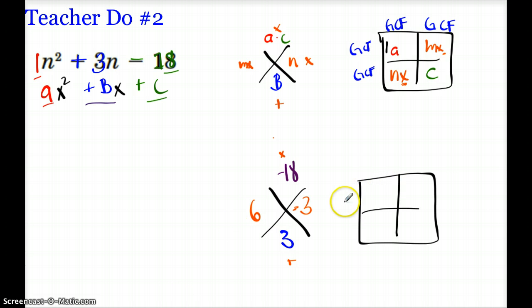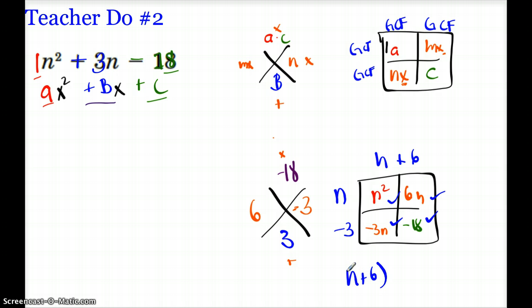Okay. So 6n and negative 3n, our first term n squared, and our last term should be negative 18. GCF of this row is going to be 6n, n, and negative 3. Check: n squared, 6n, negative 3n, multiply, negative 18. N plus 6 and n minus 3.